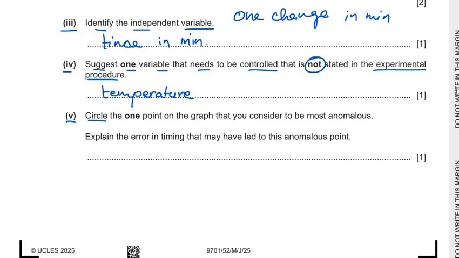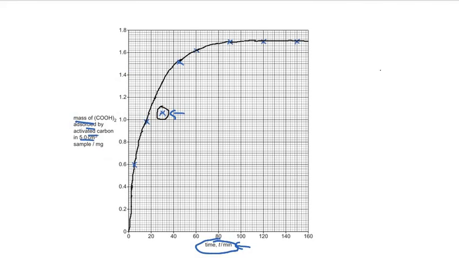The fifth is: circle the one point on the graph that you would consider to be the most anomalous. Now that we have already circled it, explain the error in timings that may have led to this anomalous point. Now let's understand the reason for it. We can see that the mark should be somewhere here, but it's lower. That shows that the mass of the adsorbed ethane dioic acid is less than expected. Now that can happen only when we do the experiment earlier than the recorded time.